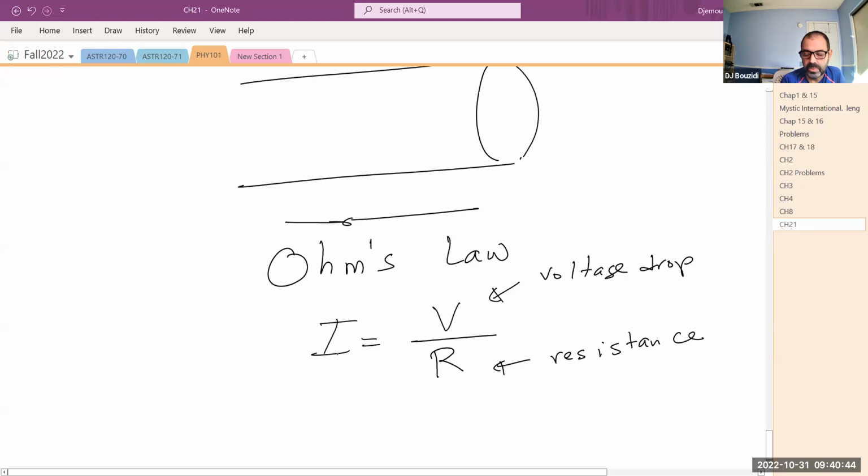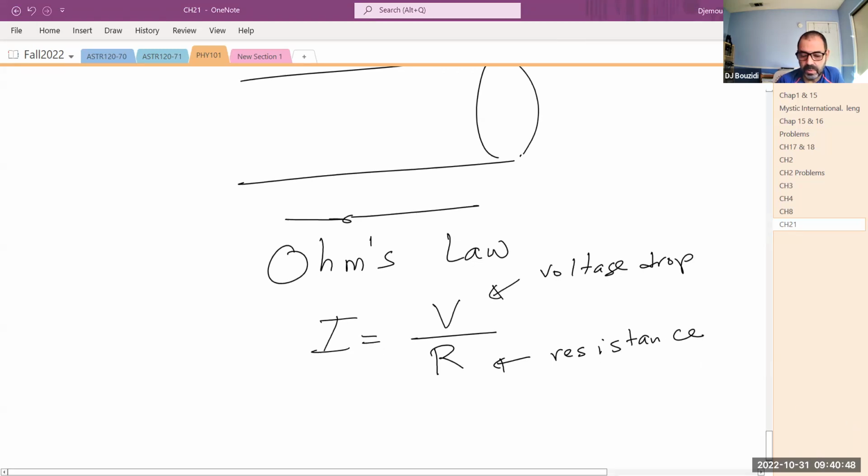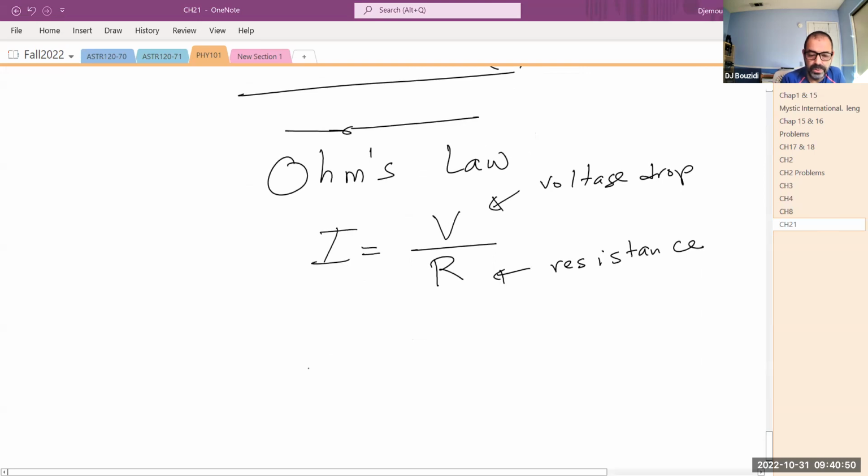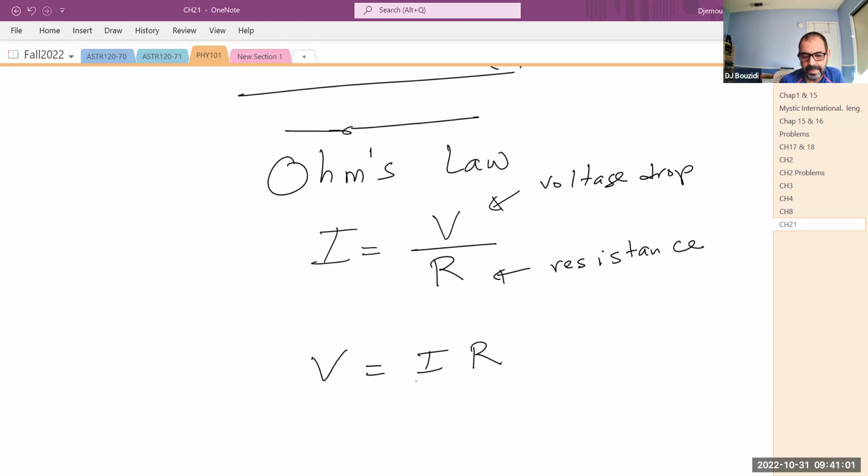So this is the same current that we talked about earlier. So this expression can be written as V equals IR. So the voltage is equal to IR. This is in a sense similar, but not exactly correct to say that it is the same as F equals MA. In this case, the higher the resistance, the less current you're going to end up with for the same voltage drop. Obviously, for more voltage drop, you're going to get more current flowing.